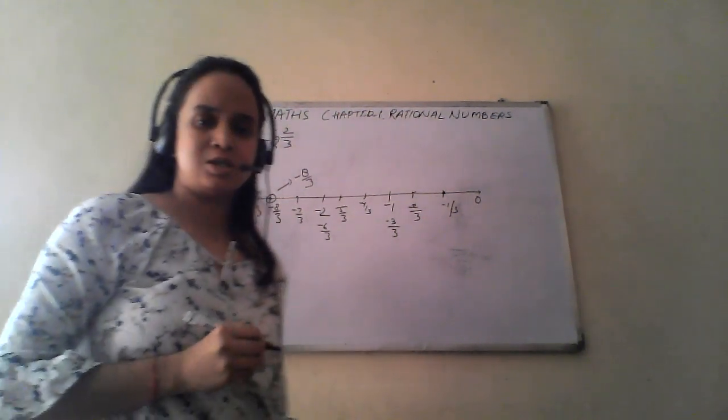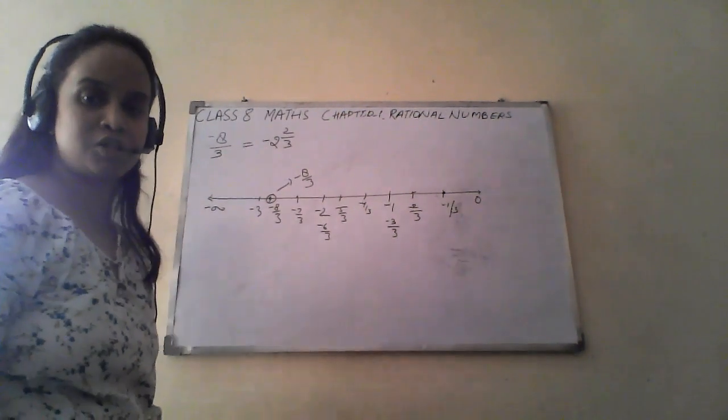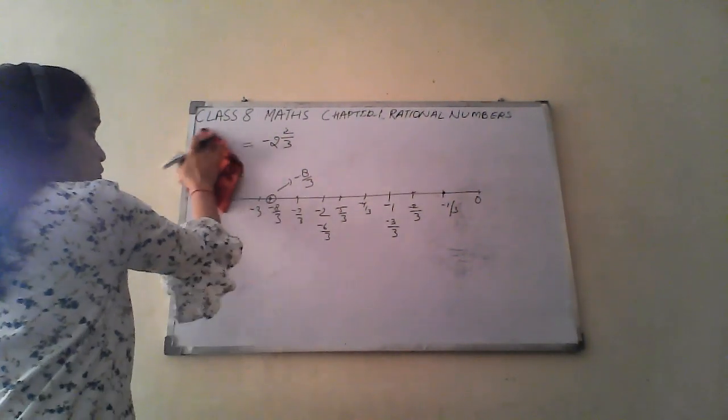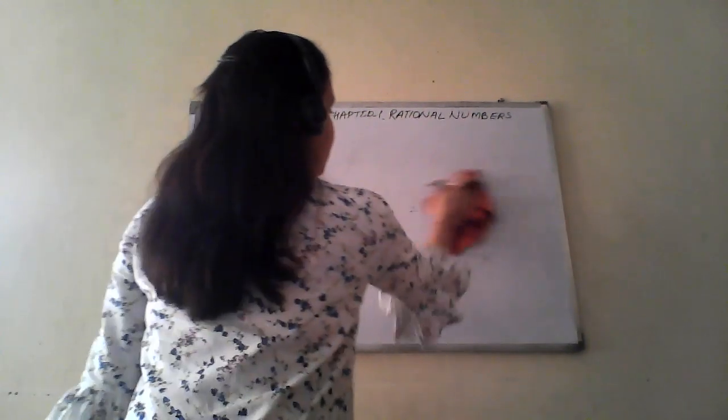So I hope this must be very clear to you how to plot rational numbers, including positive and negative, on the number line. So we take up one more example given in your NCERT book.